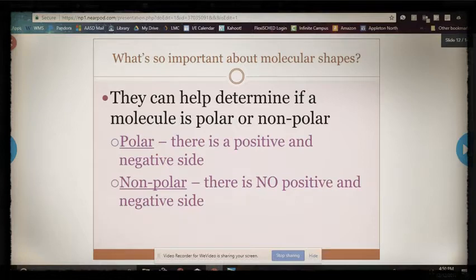So you have to have a positive side and a negative side. So top positive, bottom negative, or left positive, right negative, or something like that. If you have top positive and bottom positive, well, then that's not a polar molecule. If you have a negative left and a negative right, that's not a polar molecule. It has to have one side positive, one side negative.